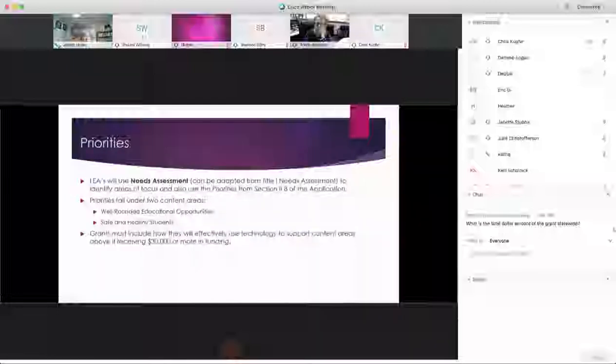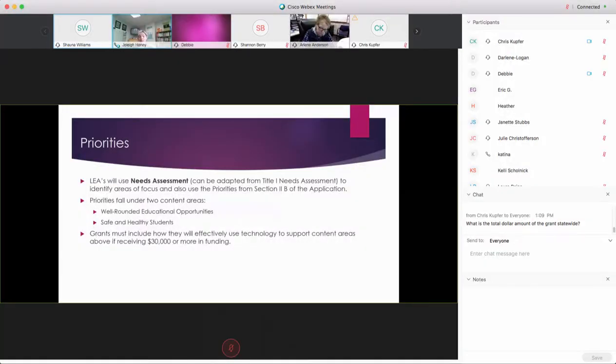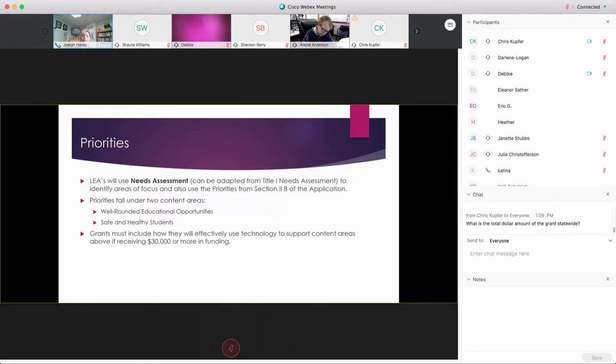I am seeing a question that has come up, and this is great. It says, what is the total dollar amount of the grant statewide? The total dollar amount of the grant statewide is $5,700,000. So last year it was only just over $2 million, and so the state amount has increased significantly, which we're super excited about. And so the amount of flow-through funds to go out to districts is approximately $5.7 million.